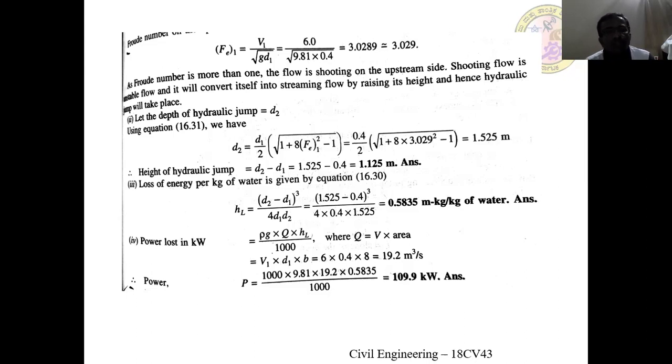So the Froude number is more than 1. The flow is shooting on the upstream side. Shooting flow is unstable, and it will convert itself into streaming flow by raising its height, hence a hydraulic jump will take place.